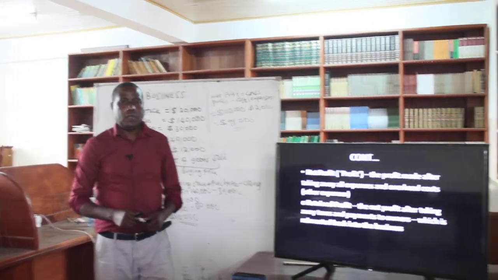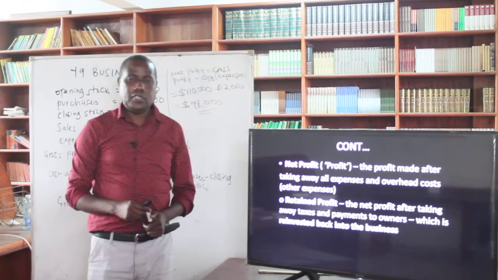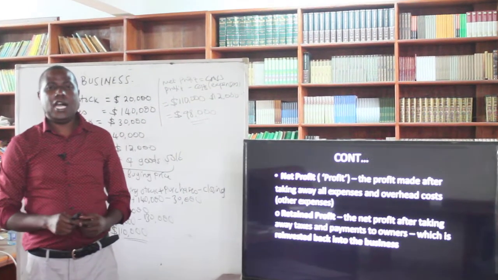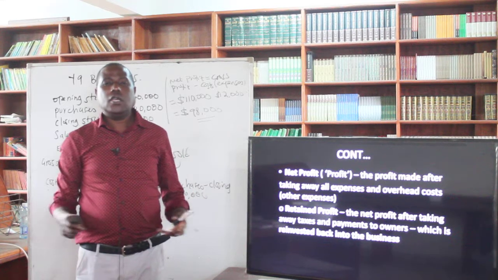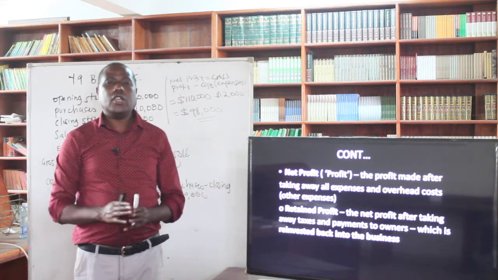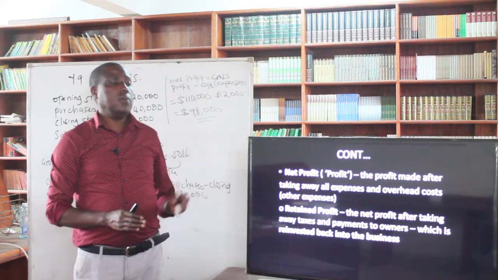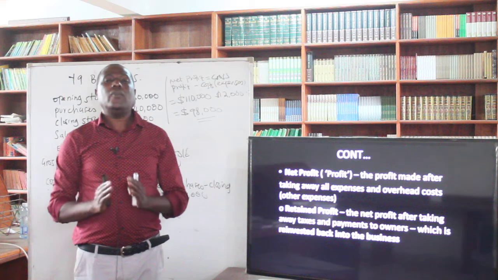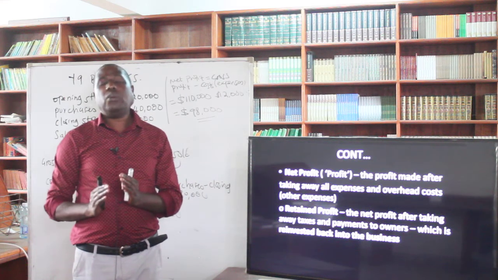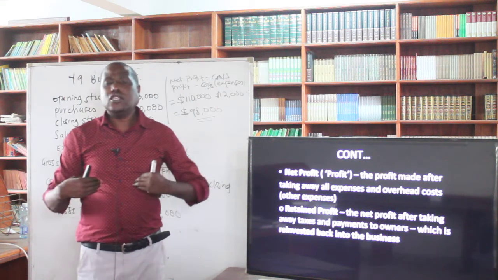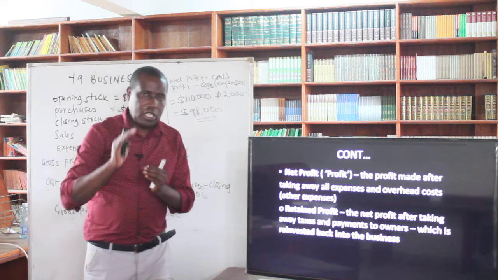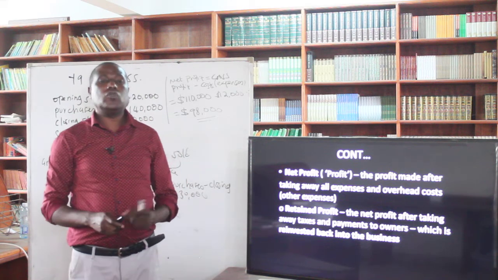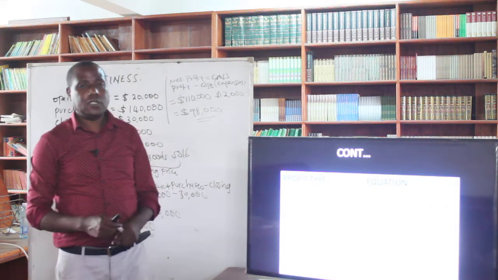Alright? Then, retained profit is the net profit after taking away taxes and payments to owners, which is reinvested back into the business. So this is also called profit ploughed back. You made a profit, right? You paid taxes. The owners took some money in form of dividends. Whatever remains is taken back into the business, is what is called retained profit.